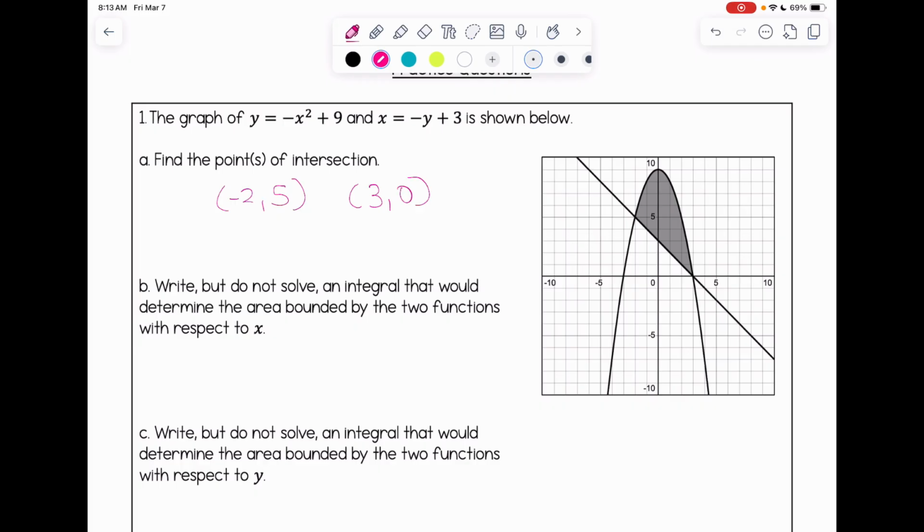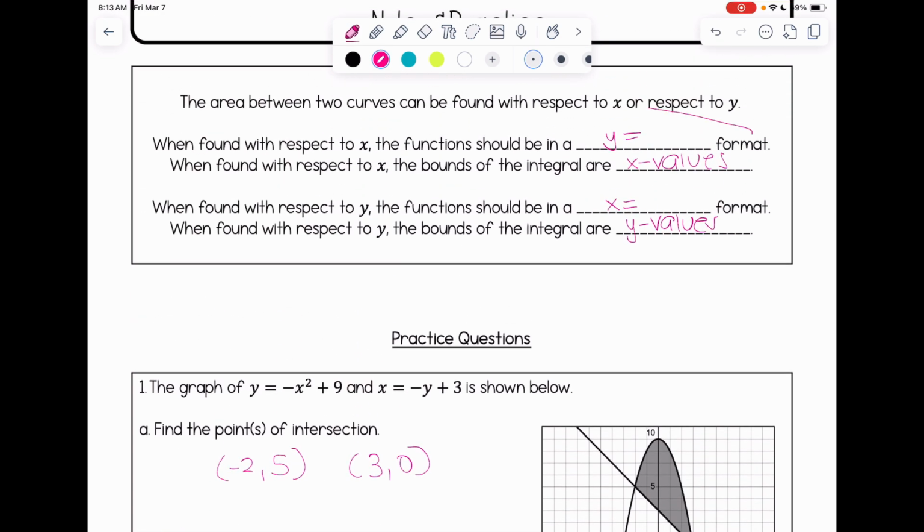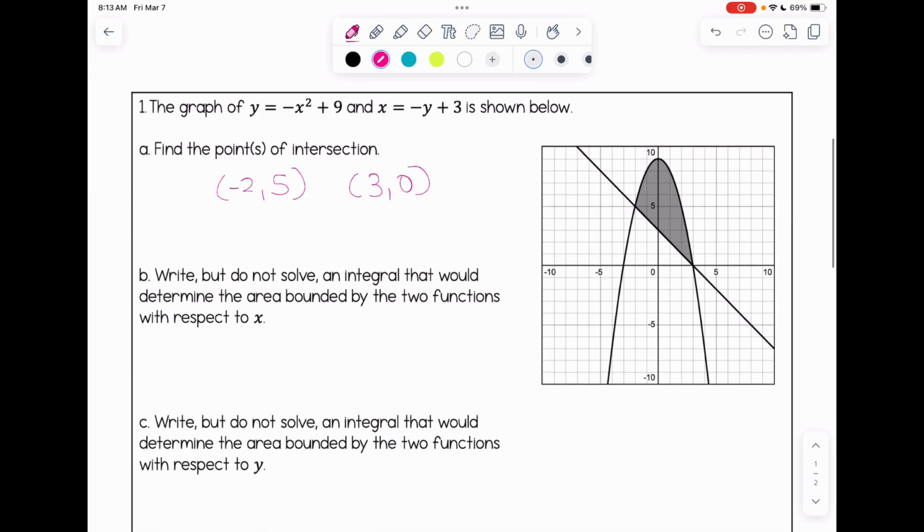Now B says, write but do not solve an integral that would determine the area bounded by the two functions with respect to x. So if we're doing it with respect to x, let me scroll up for a second. That means that we need the functions in a y equals format, and we also need the bounds to be x values. I know already the bounds are going to be -2 and 3. I found those x values in part A.